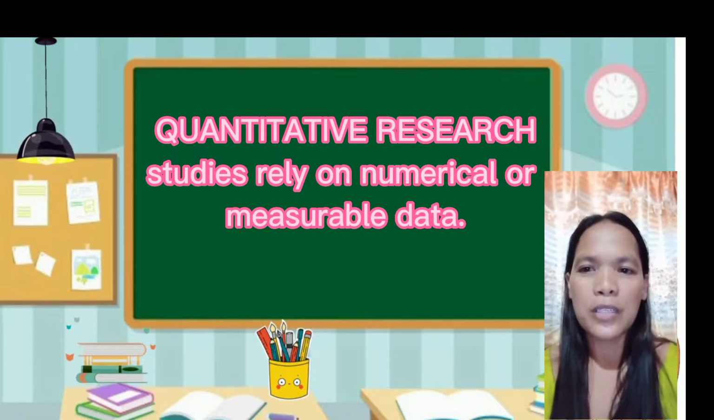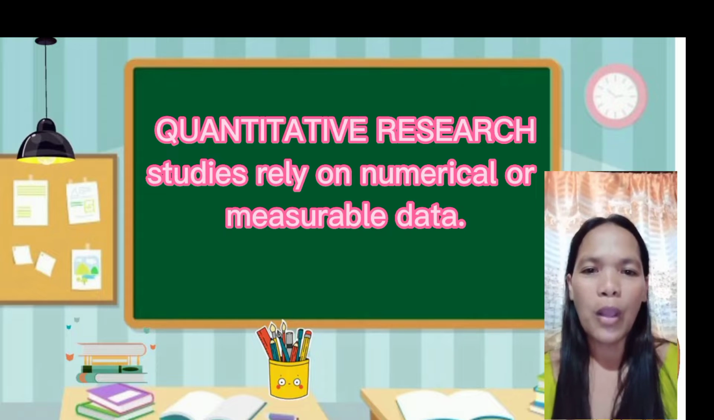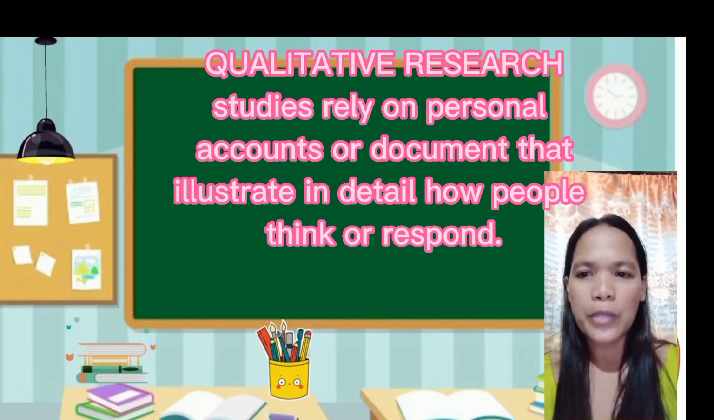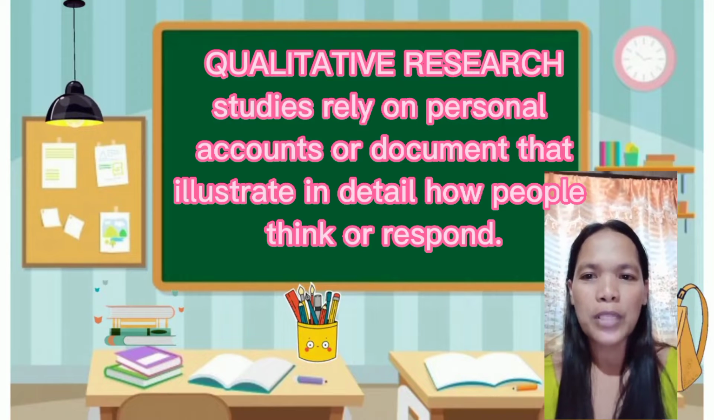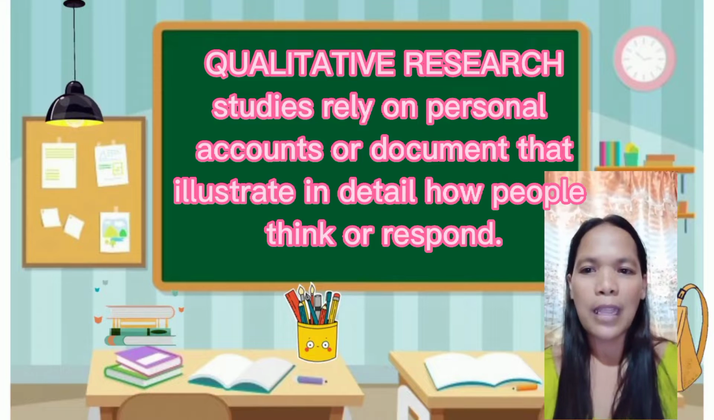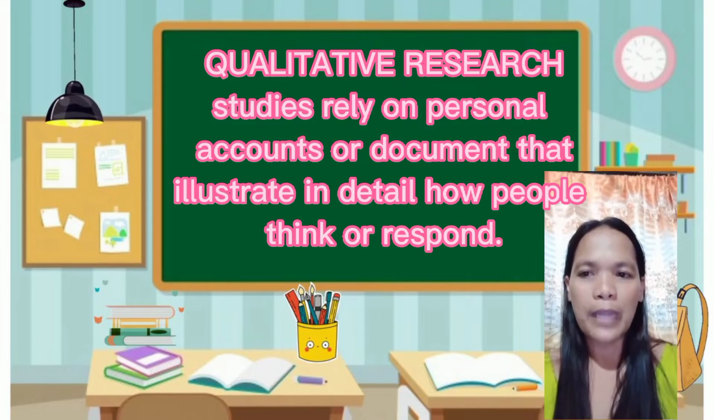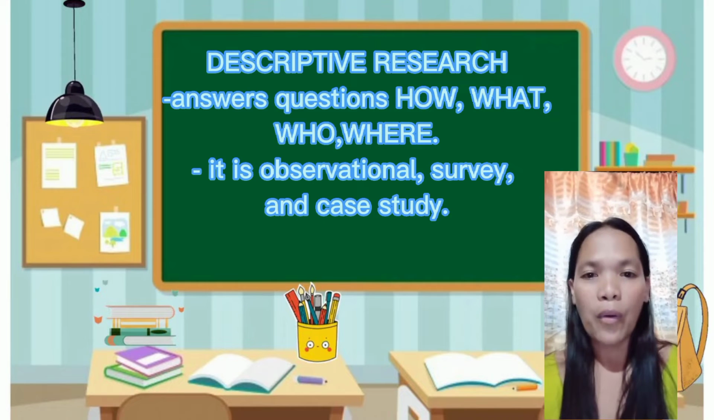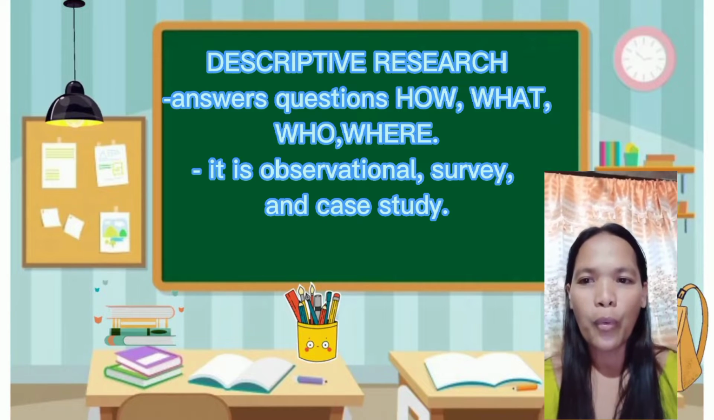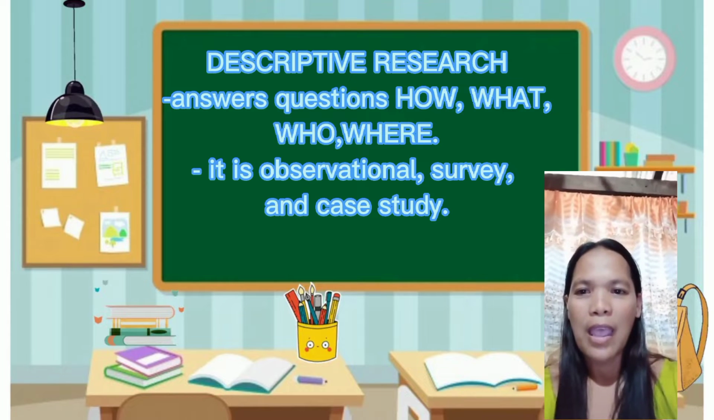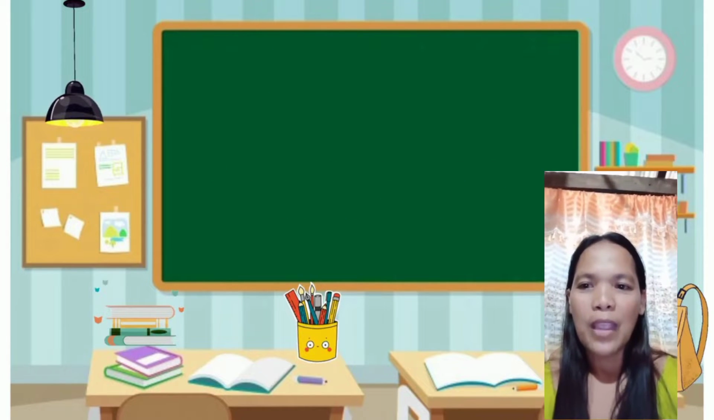Quantitative research studies rely on numerical or measurable data, while qualitative research studies rely on personal accounts or documents that illustrate in detail how people think or respond. Descriptive answers questions how, what, who, where. It is observational, survey, and case study.